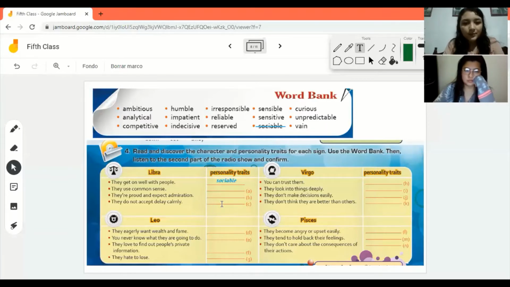In this case, we have Libra, Virgo, Leo, and Pisces. The first one is already done: sociable. We continue with the second one: uses common sense. In this case, we are using sensible. Sensible.